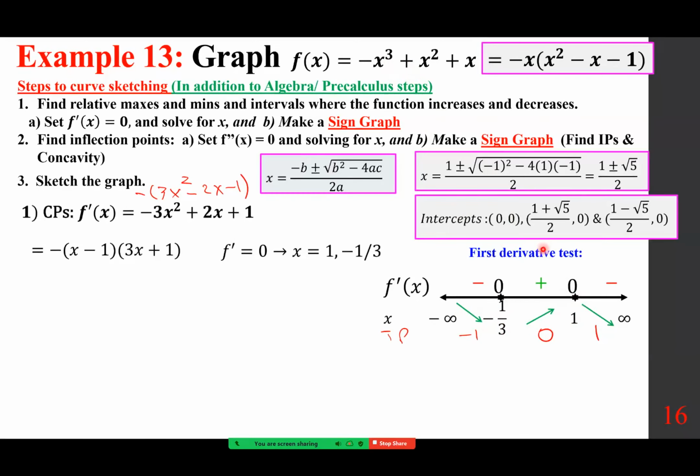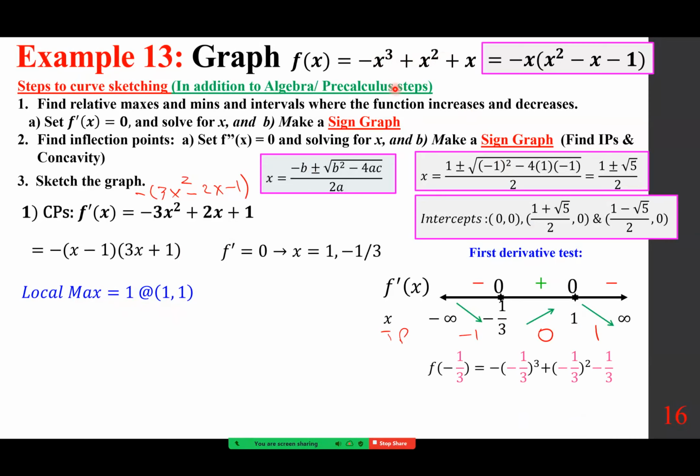So if you plug in 1 here, this becomes minus 1 plus 1 plus 1, and it becomes 1. That's easy to calculate. And so we have a local max, plug in 1, we get 1 at (1, 1). For the local min, we have to plug in negative 1/3 into the function.